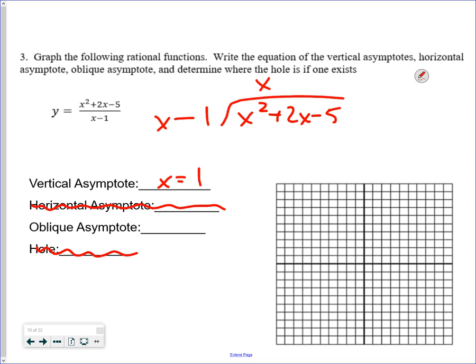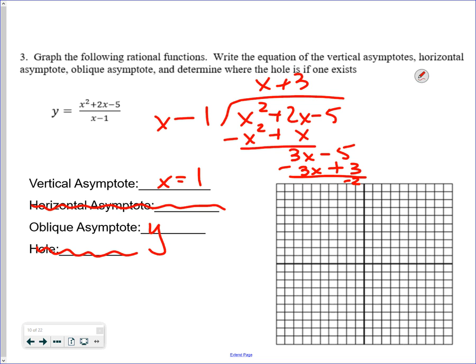So now, the first term will get you x squared. Change the signs. Next term that would get me 3x would be, and change the signs. Even though it has a remainder, that remainder does not matter. So the oblique asymptote is y equals x plus 3.